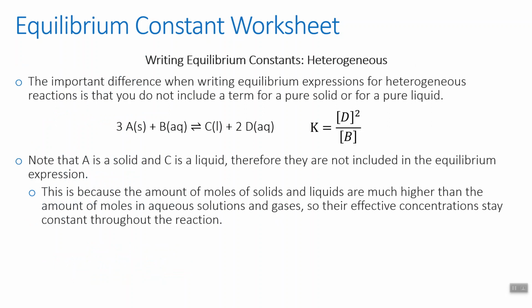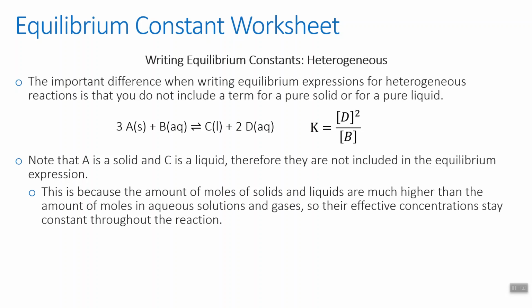So what about heterogeneous reactions? How do we write equilibrium constant expressions for a heterogeneous reaction? The important difference is that when you write an equilibrium expression for a heterogeneous reaction, you do not include pure solids or pure liquids. In this example here, notice that A is a solid and B is a liquid. Therefore, they're not appearing in that K expression.